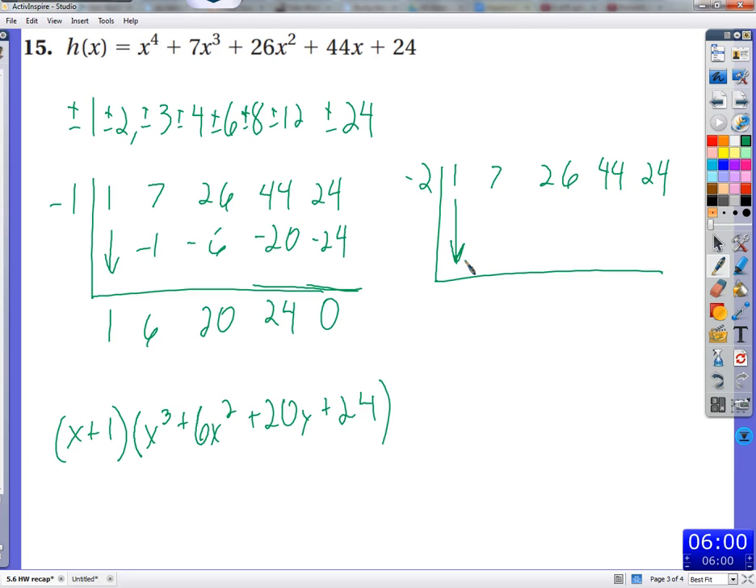But here's the question. How many zeros could this polynomial have? 4. Could have 4. Why? Because it's a fourth degree polynomial.